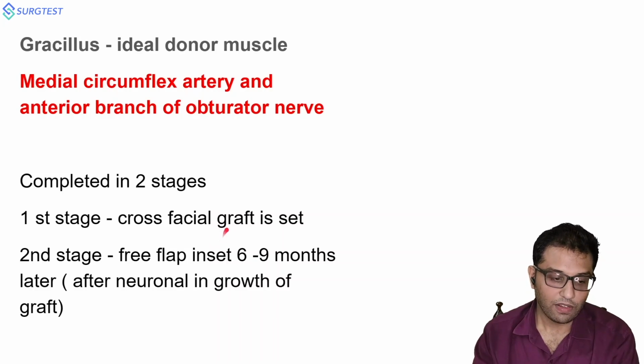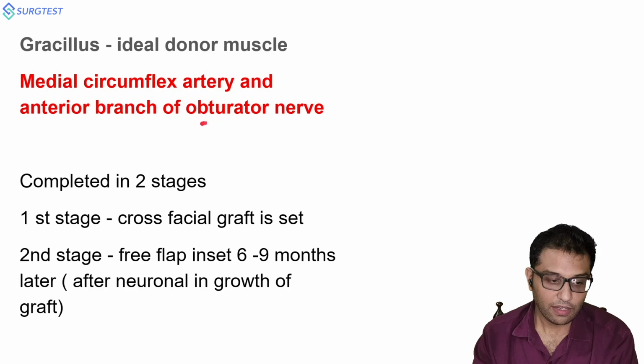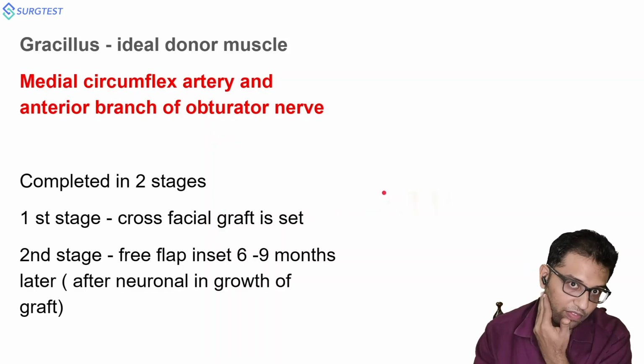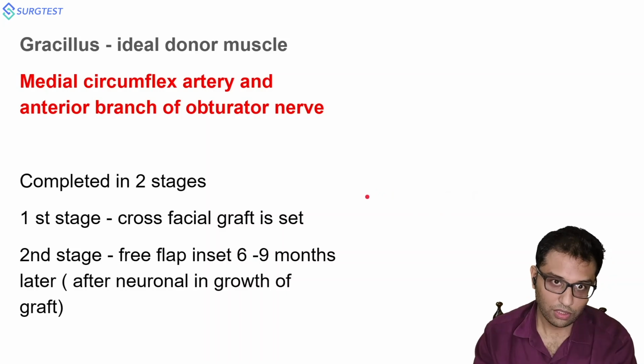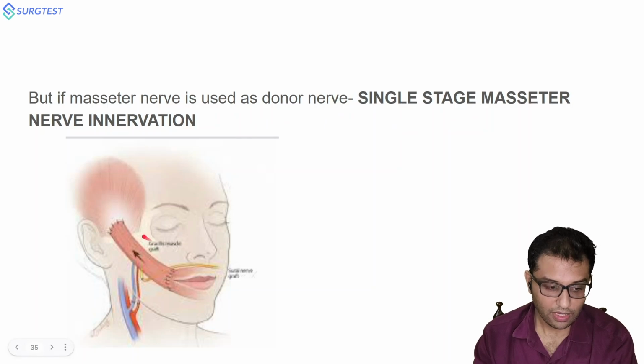But one way to avoid this two-stage procedure is when we are anastomosing the masseter nerve with the obturator nerve. When we do this anastomosis with the masseter nerve, it can be a single stage. But if we are doing it with the normal facial nerve of the other side, then we have to do two stages, because we have to take a cross facial nerve. So if the masseter nerve is used as a donor nerve, it is a single stage masseter nerve innervation to the gracilis. You can see in this diagram here the gracilis free flap is taken and inset here, and the nerve supply of the gracilis, that is the obturator nerve, is anastomosed to the masseter.